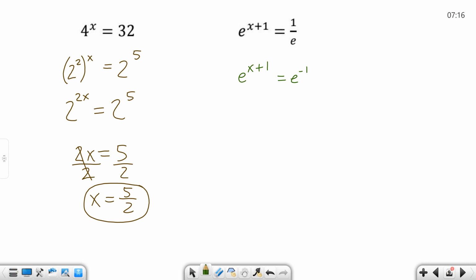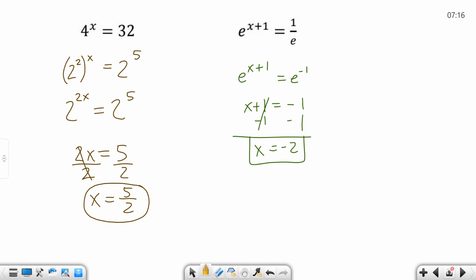So when I bring the e up to the numerator from the denominator, then the power changes from negative to positive. Since it was a positive 1 in the denominator, it becomes a negative 1 in the numerator. And now I can get rid of the e's, right? And I can set the powers equal: x plus 1 equals negative 1. And then here to solve, you subtract 1. That's not 1. Subtract 1, and you get x equals negative 2.